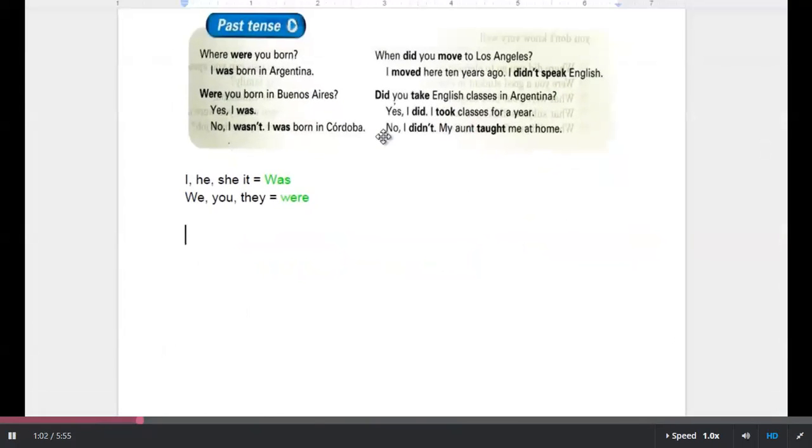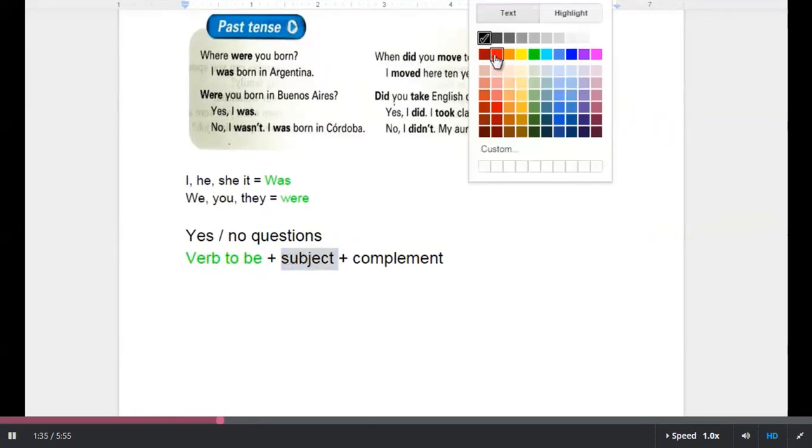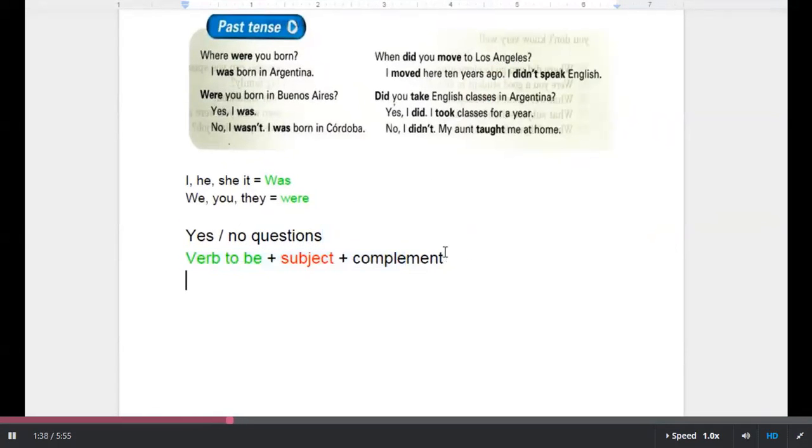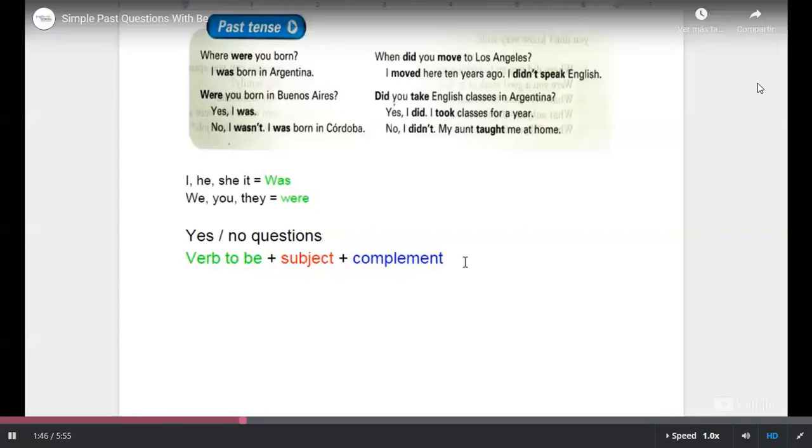Now, let's try to make sense of the different types of questions that we have. First of all, we're going to talk about yes or no questions, and that will be the second one that you see there. What I'm going to do is try to make sense of that question, and then we're going to practice making a few. So let me start by writing down a formula. The first thing that we're going to include will be the verb to be. I'm going to color this in green. I'm going to color the subject in red. And the complement, I'm going to color in something different, blue this time.